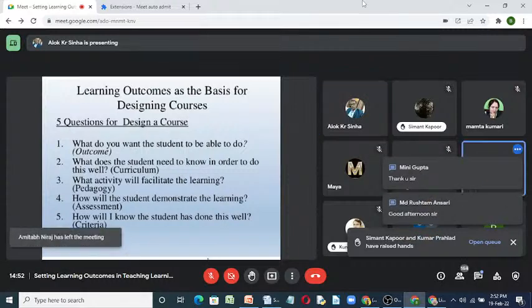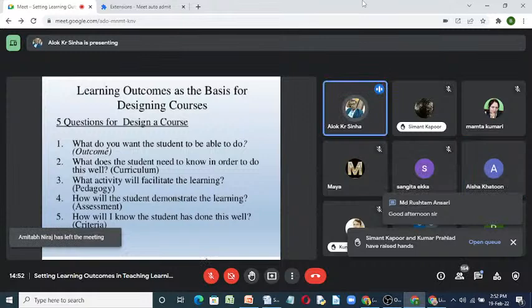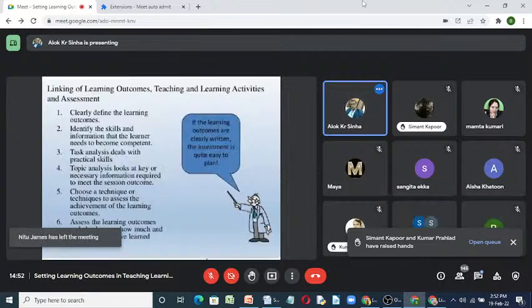Third, what activity will facilitate the learning? It comes under pedagogy. And how will the students demonstrate the learning? How will I know the student has done this well? So these are the five questions for designing a course to achieve maximum learning outcomes. And our motto is the linking of learning outcomes, teaching and learning activities.